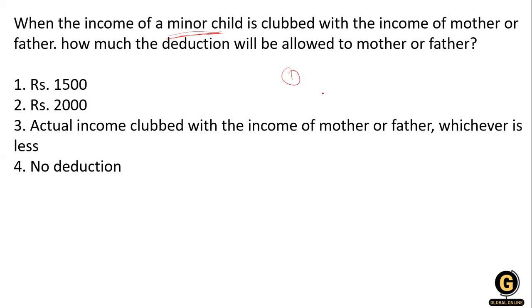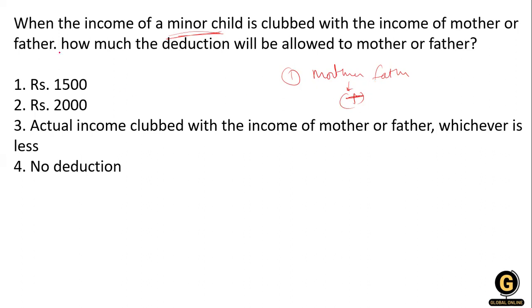if the minor child's income is clubbed with either the mother or the father, it is clubbed with the person who has the maximum tax liability or the higher income. If the mother's income is higher, or if the father's income is higher, whose income is higher, the minor child's income is clubbed with them. So the minor child's income is clubbed with the higher income of the parents.